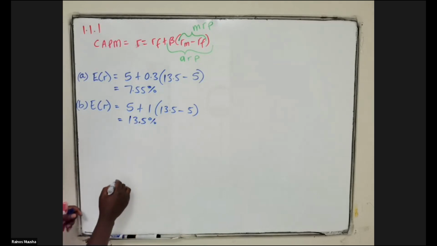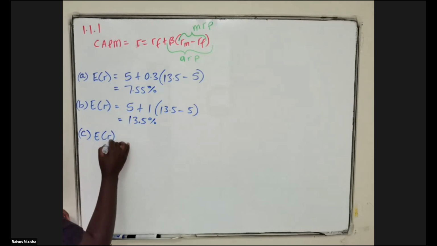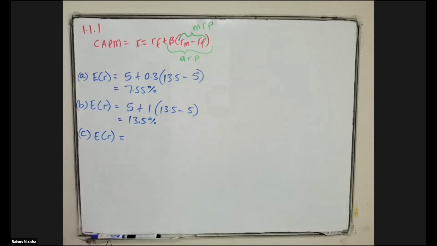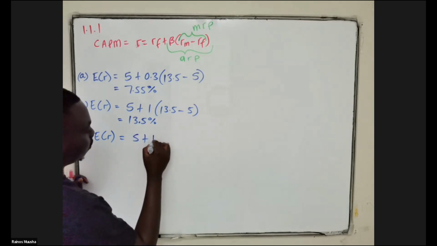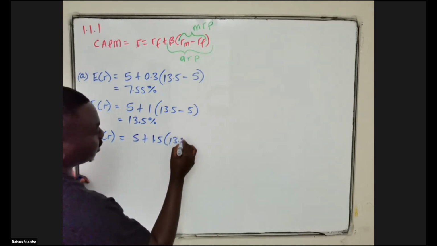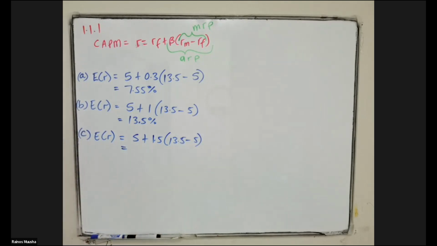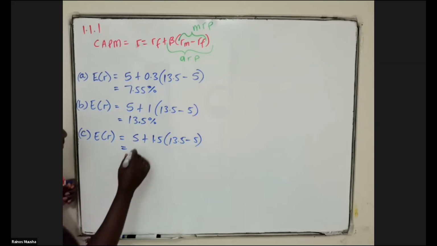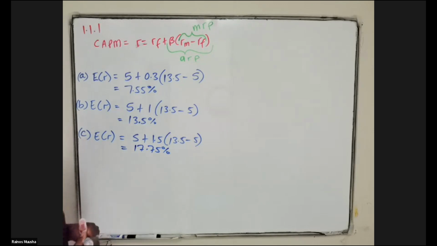13.5%. Then if you go to part C of the question, your expected return is going to be equal to, we're assuming that the beta is equal to 1.5. So it's going to be 5 plus 1.5 in brackets, 13.5 minus 5. So in this case, how much would you get as your expected return? 17.75. Yes. Are we on the same page, or are we getting these amounts? Any questions?